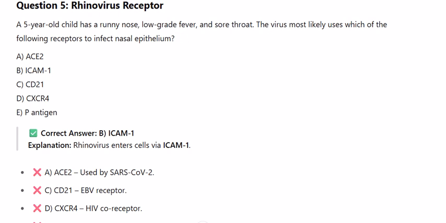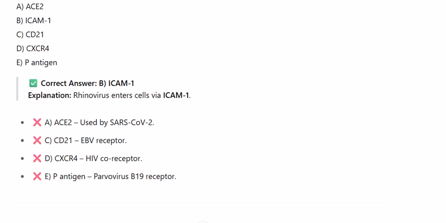A. ACE2, used by SARS-CoV-2. C. CD21, EBV receptor. D. CXCR4, HIV co-receptor. E. P antigen, parvovirus B19 receptor.